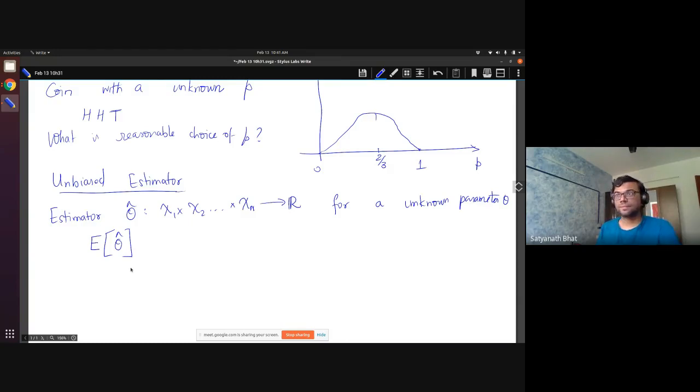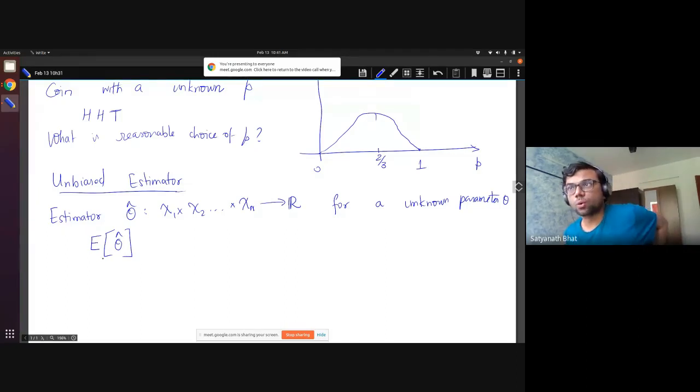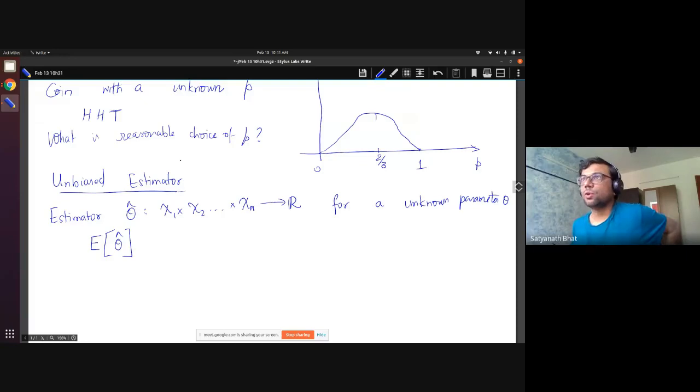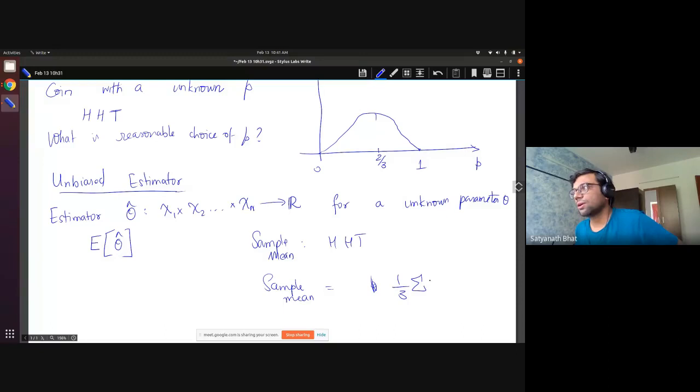So for instance, if I took the estimator for the previous case, let's say the sample mean estimator for the previous case. For the sample mean, let us say you have got heads and tails. The sample mean is 1 over 3 summation xi, where xi equals 1 if head. So this is actually going to be 2 over 3. That is how you came up with the estimate 2 over 3.